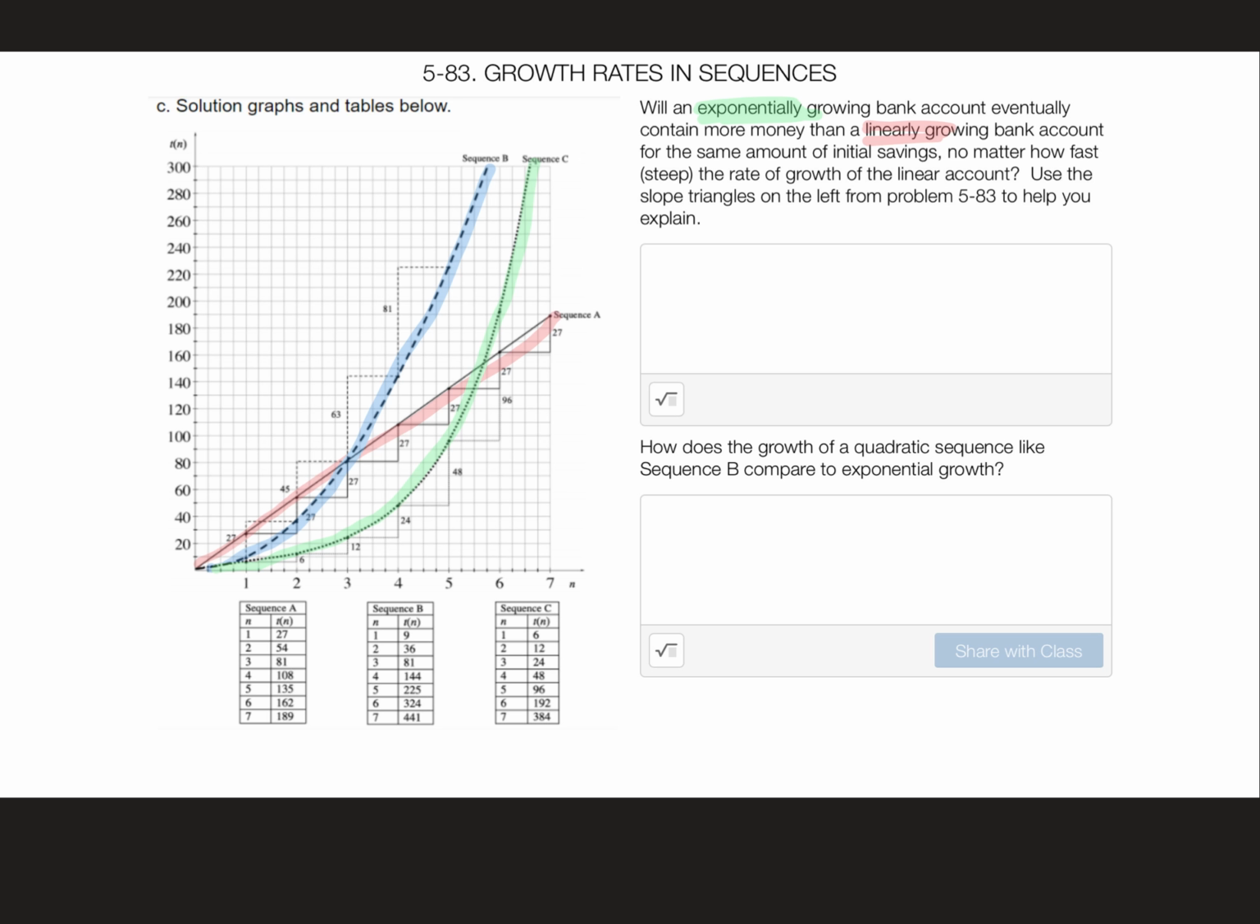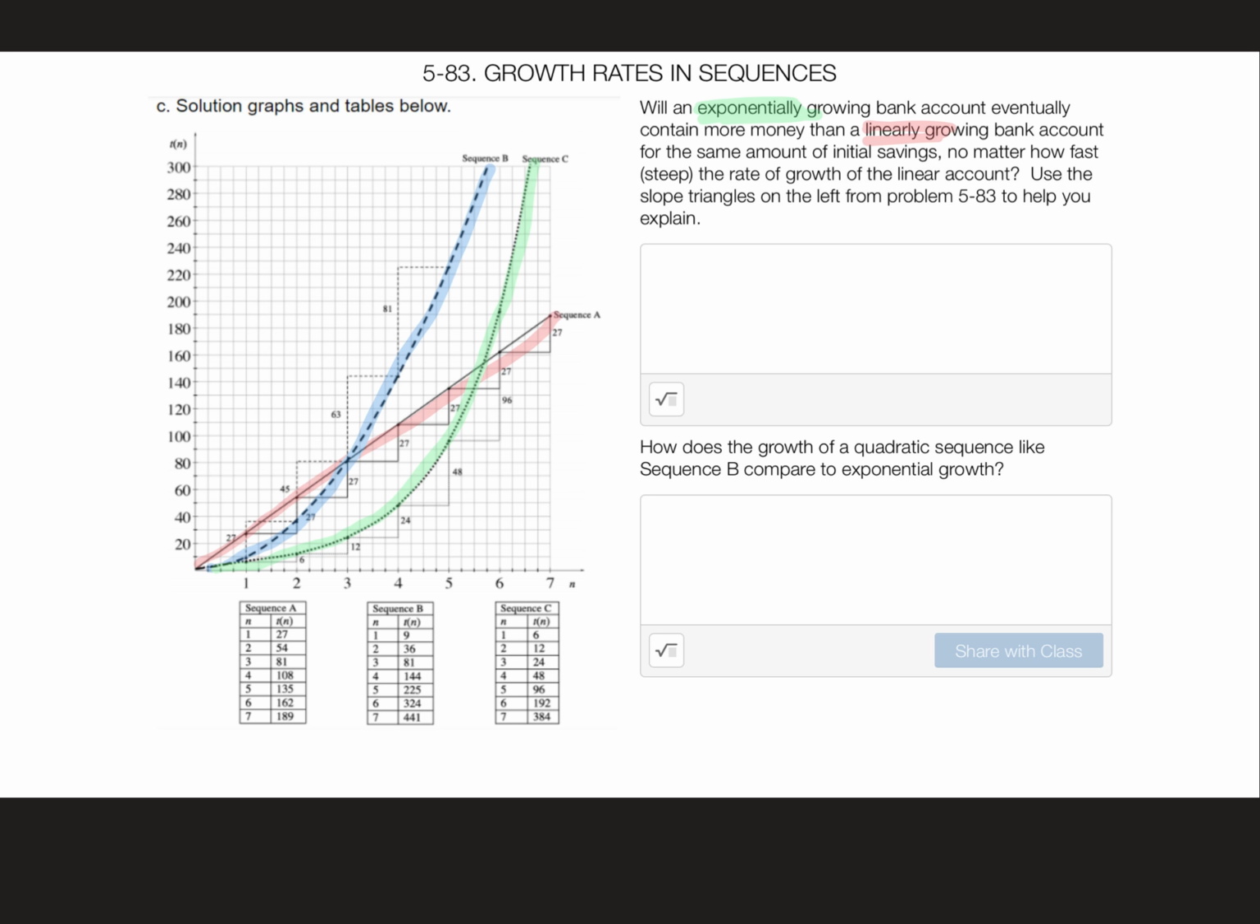So if you look at, let's say sequence A was growing at a really fast rate. So instead of growing at 27 every time, maybe it's growing at like 1 million each time. All right. But with sequence C, we have this growth rate that doubles each time, right? So eventually, even though that linear equation is growing by 1 million each time, our exponential equation doubling is going to have a bigger effect than growing by 1 million each time.